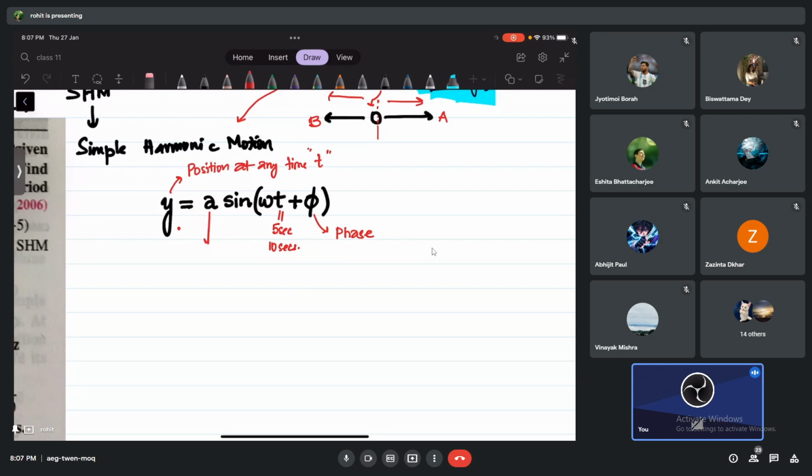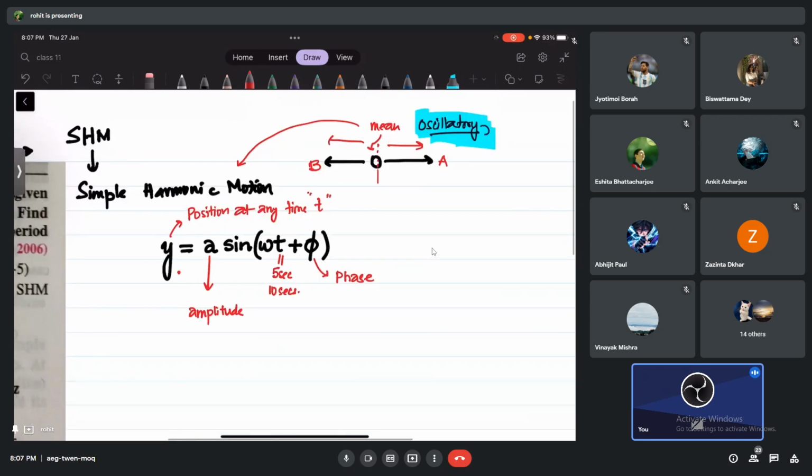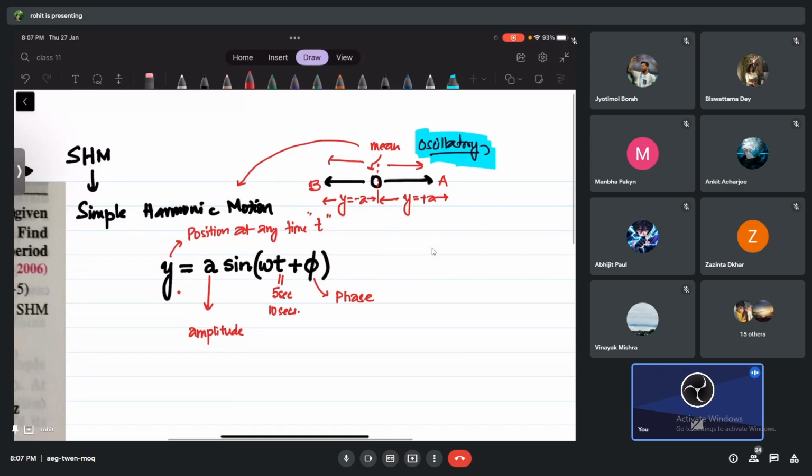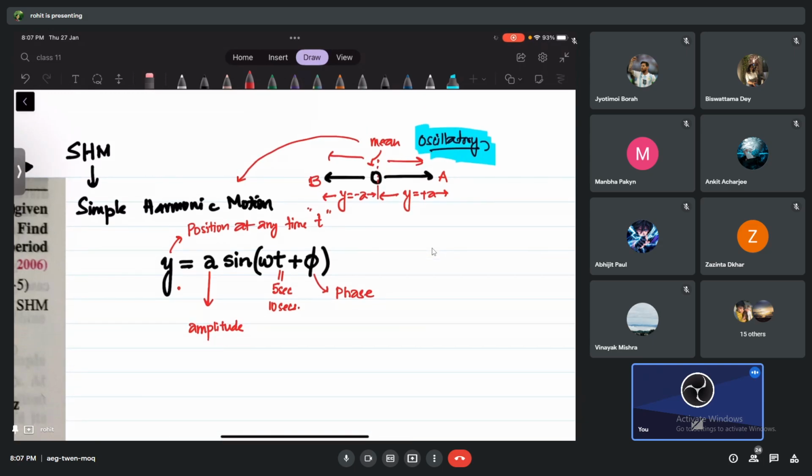This A, I know you already know what it is. It is called amplitude. It represents the extreme value y can take. On this side I'm taking it to be plus A, on this side minus A. So you can go to an extreme of minus A meters or centimeters on the left, and plus A on the right. You can imagine this with a swing: you go back and forth, maximum to the right, maximum to the left. The maximum displacement to the right or the left, we call it amplitude.